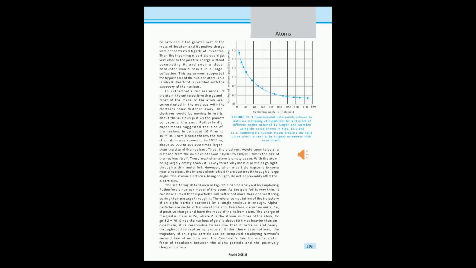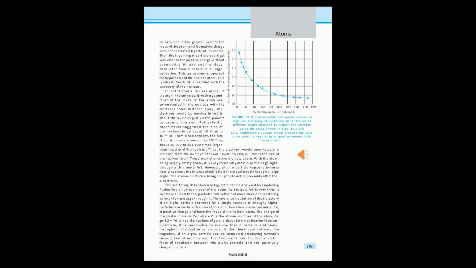The scattering data shown in figure 12.3 can be analyzed by employing Rutherford's nuclear model of the atom. As the gold foil is very thin, it can be assumed that alpha particles will suffer not more than one scattering during their passage through it. Therefore, computation of the trajectory of an alpha particle scattered by a single nucleus is enough. Alpha particles are nuclei of helium atoms and, therefore, carry 2 units, 2e, of positive charge and have the mass of the helium atom. The charge of the gold nucleus is Ze, where Z is the atomic number of the atom. For gold, Z equals 79.